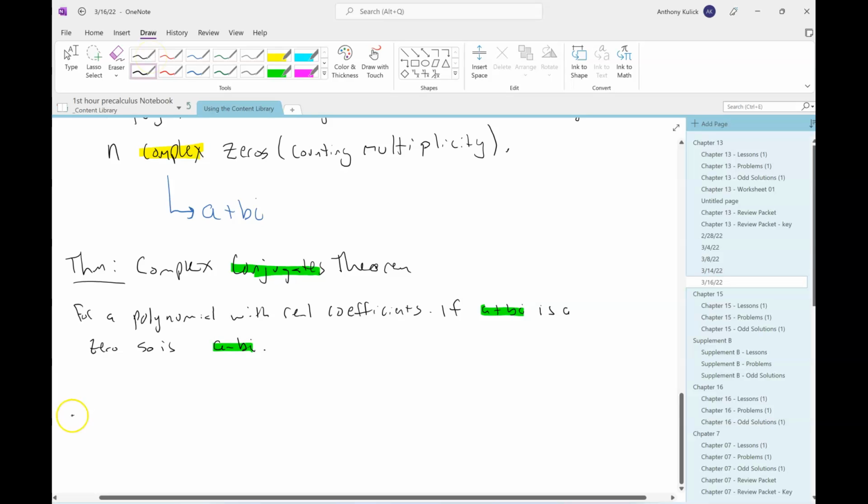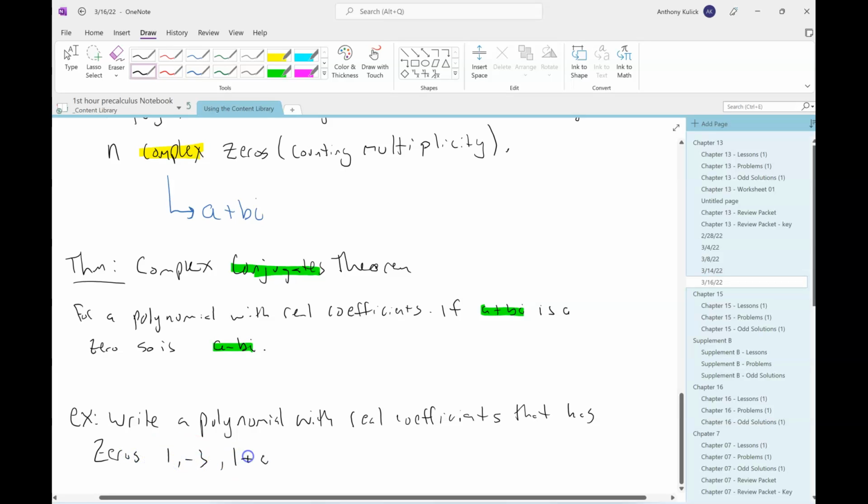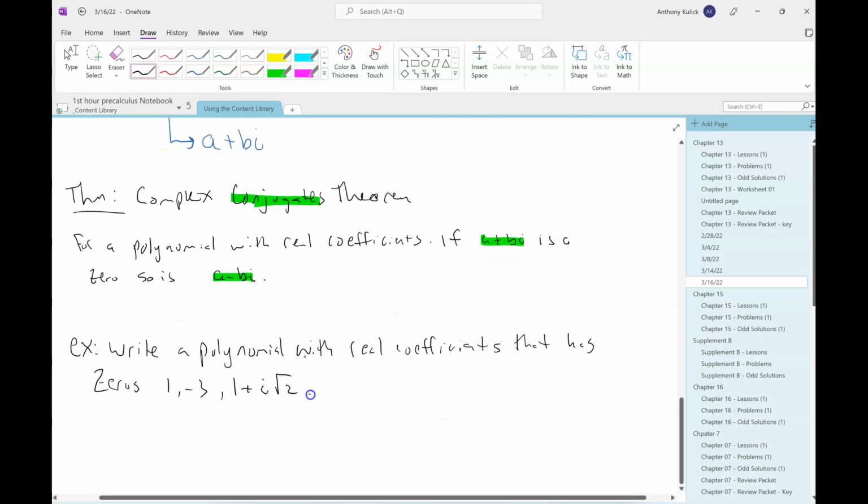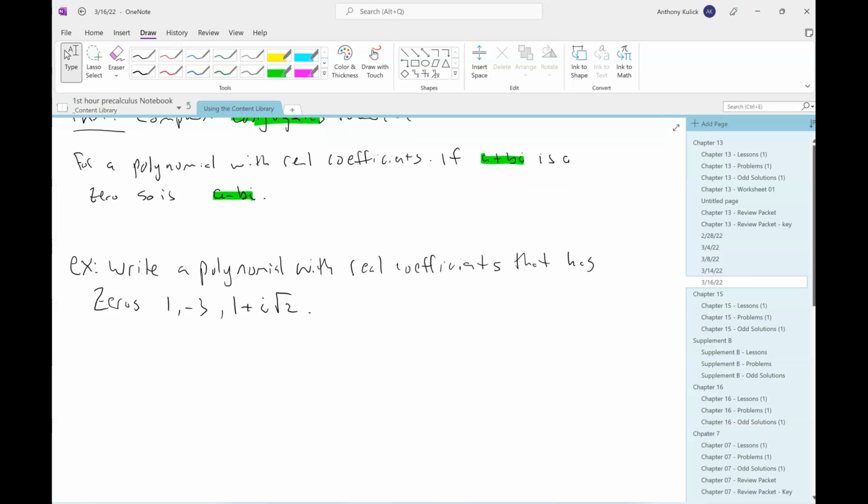So for example, something we might use this to do is, if we want to write a polynomial with real coefficients, it has the zeros 1, -3, and 1 plus i root 2. This is similar to the problems that we did on 13 and 14.